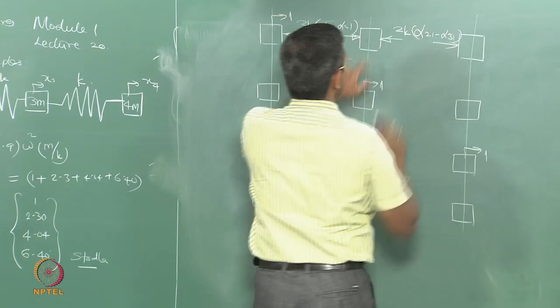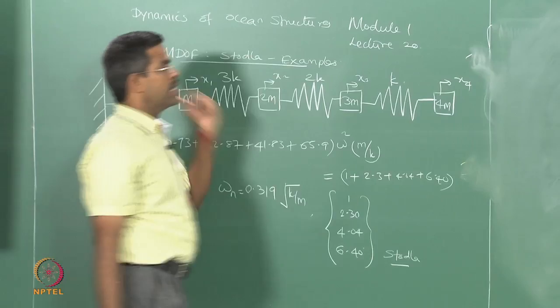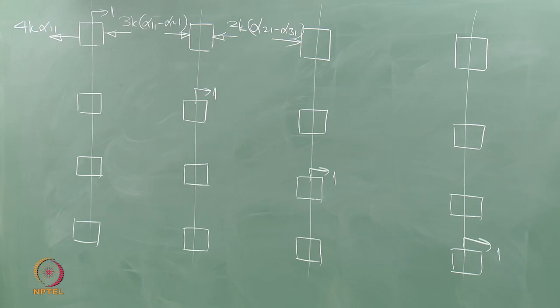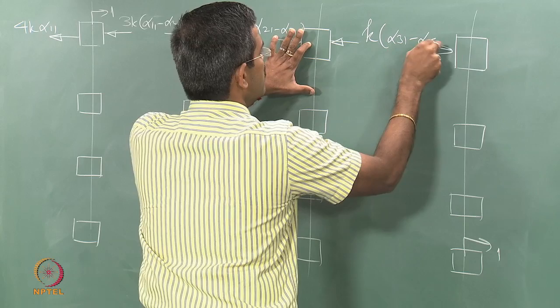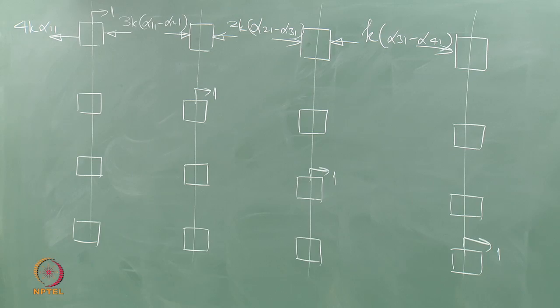Similarly, when this mass moves towards the right, this spring will try to bring it back. So 4k of alpha 11. Similarly, this spring will try to push the mass to the right, and this spring will oppose the mass movement. The stiffness of the spring is k, this is alpha 31 minus 41. All will happen with the second subscript as 1 because we are giving the unit force in the first degree.